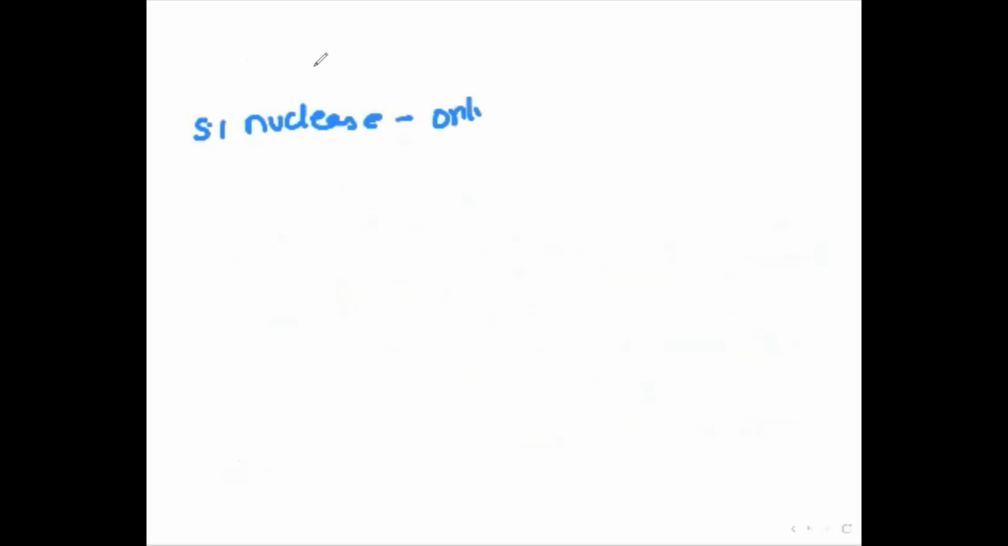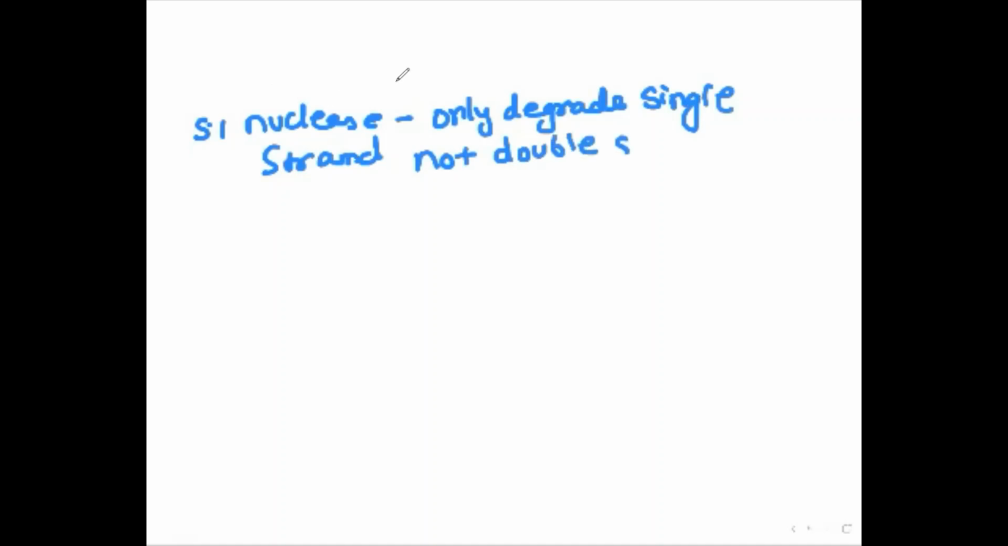It can only degrade single strands, whether it is RNA or DNA, not double strands. It's very easy. It also cannot degrade an RNA-DNA duplex. When I talk about double strand, that means the RNA-DNA hybrid too, which forms during the process of reverse transcriptase, that is cDNA synthesis.